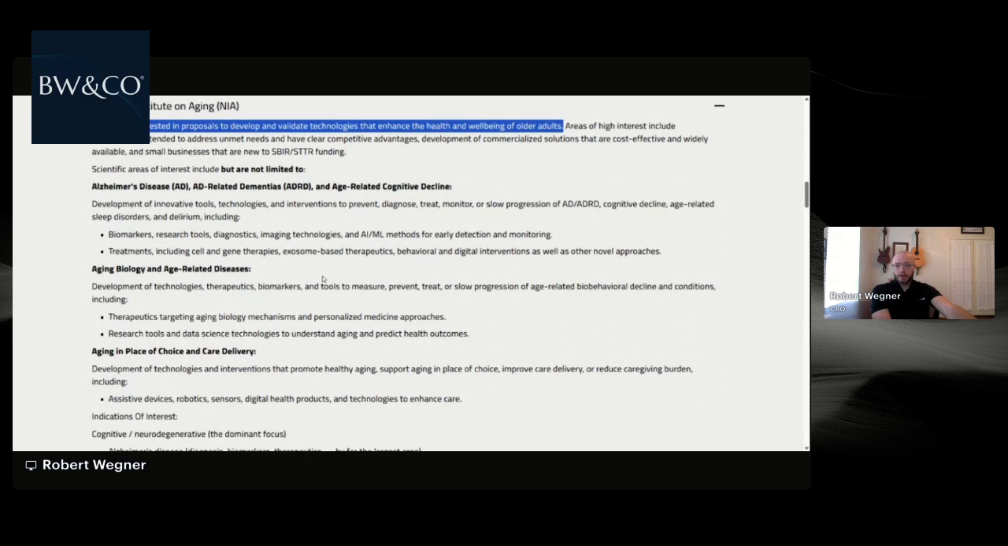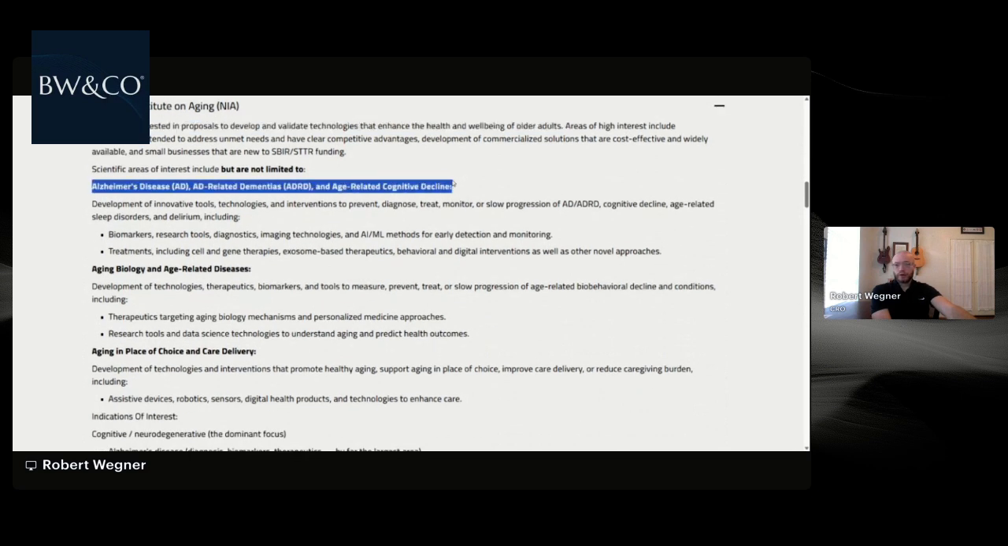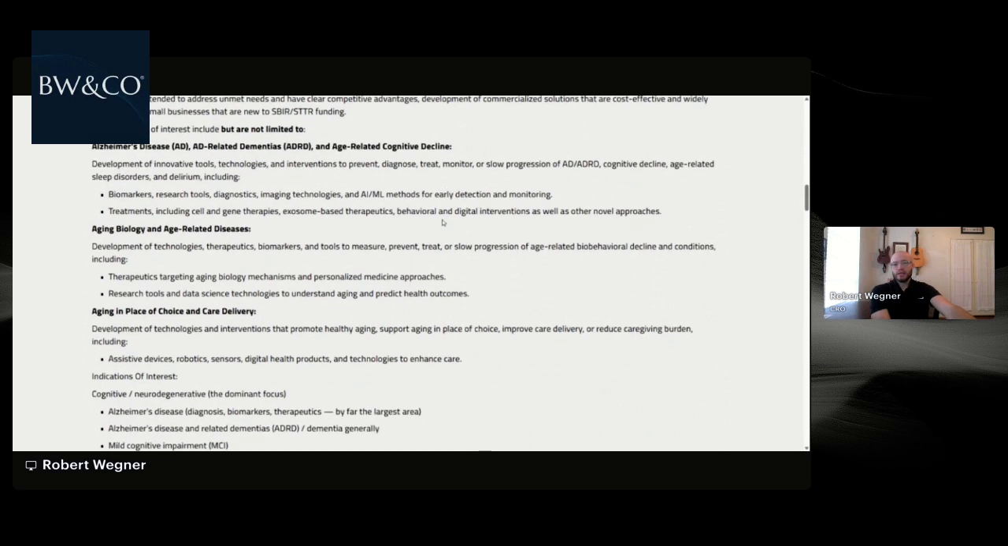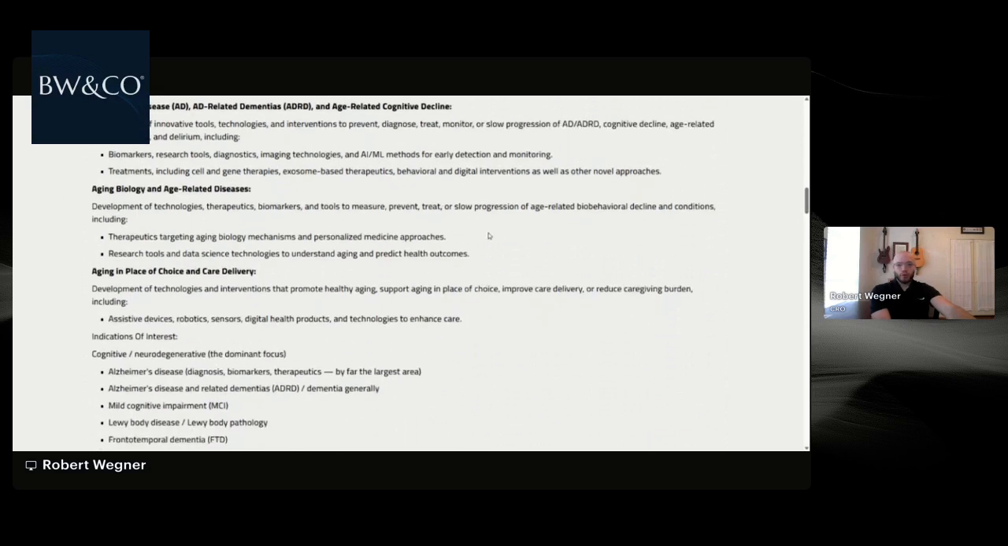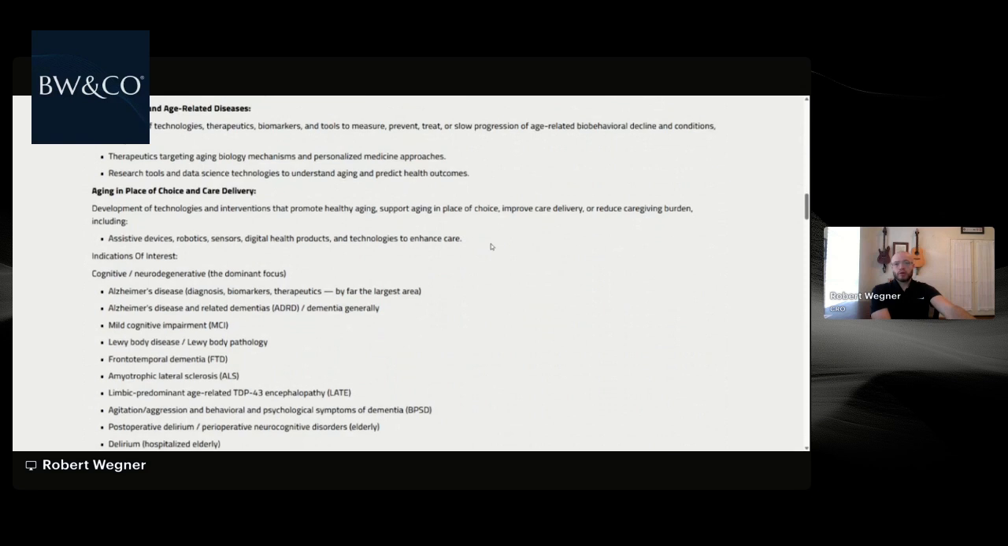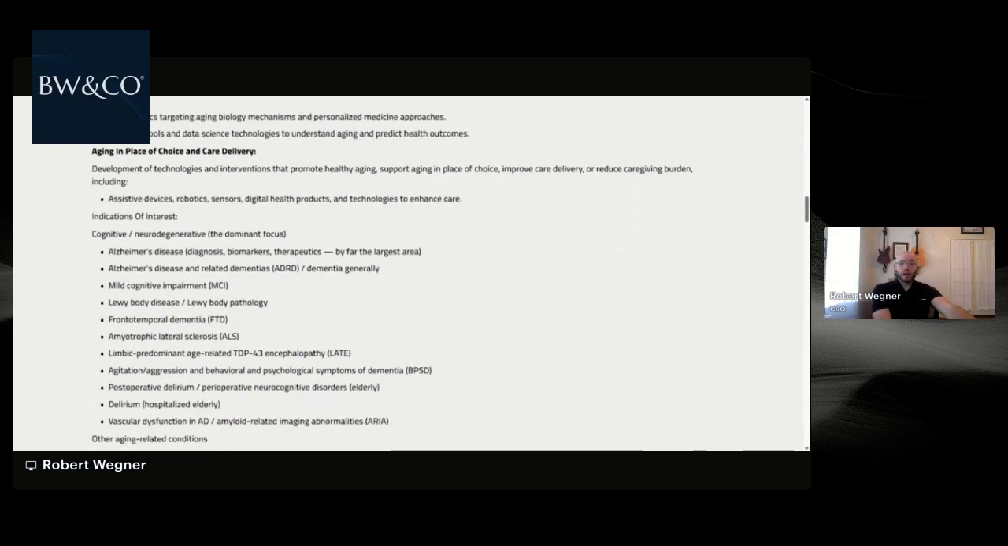But you'll see here, there's a focus for innovative tools, technologies and interventions to prevent, treat, diagnose, monitor, or slow the progression. But there's not explicitly a women's health focus within National Institute on Aging. So that could be helpful to point out, but I would have a conversation with the program officer about how much the women's health aspect of your dementia-related technology is going to be required or beneficial.